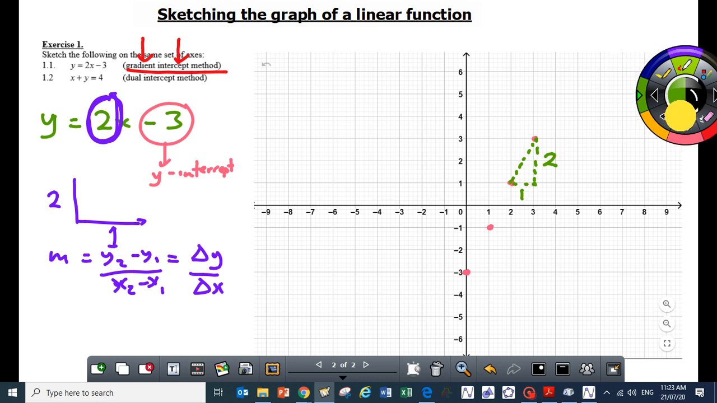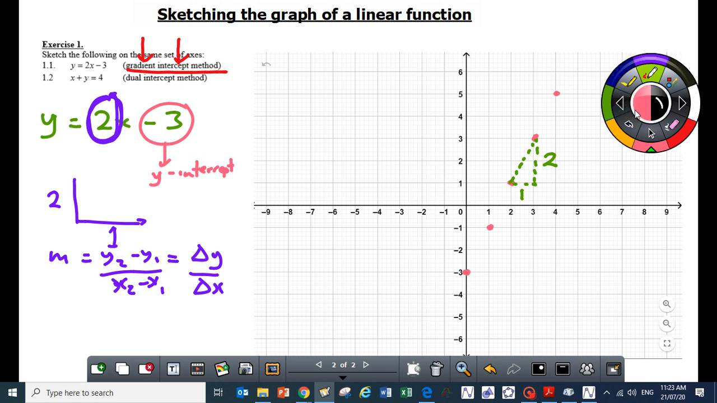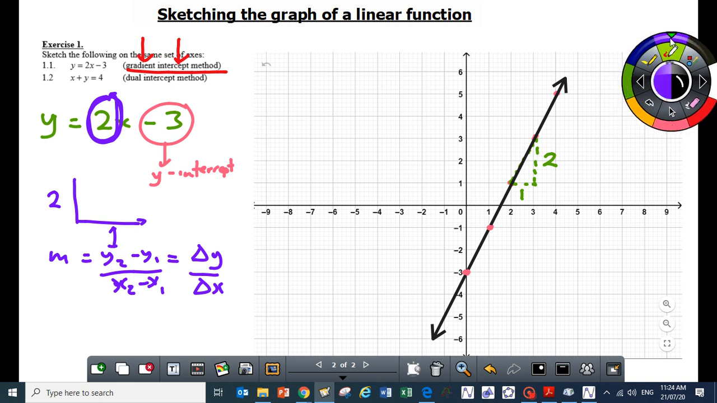Okay? And then I can go further, right? Another 2 units from here up to 5, and then 1 unit to the right, I'll get to that point. Then the next thing, since it's a straight line, you need to take a ruler and draw. In my case, I don't have a ruler, so I'm going to try and use that. So it will be something like this. So that will be my straight line. And then you need to label it. Let me use blue there. So my equation, I'm going to label it here as y equal to 2x minus 3.